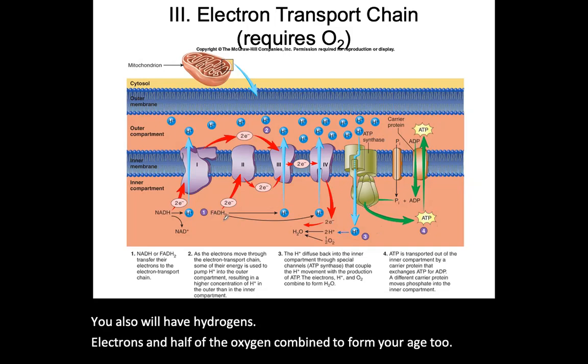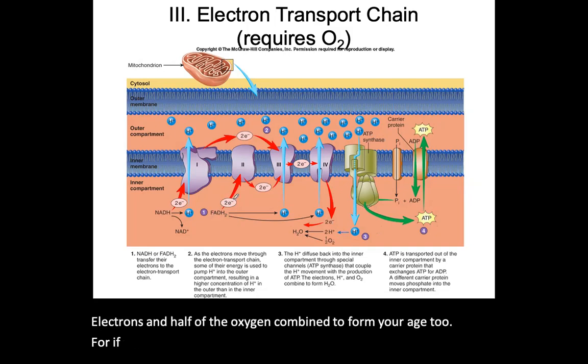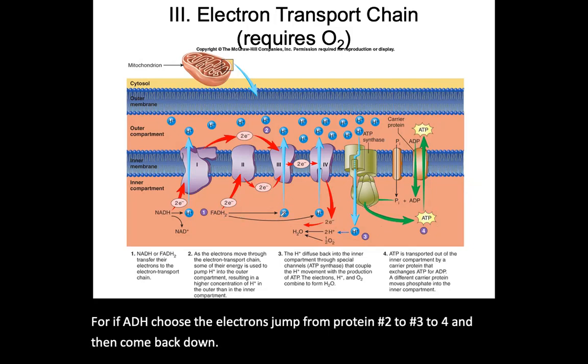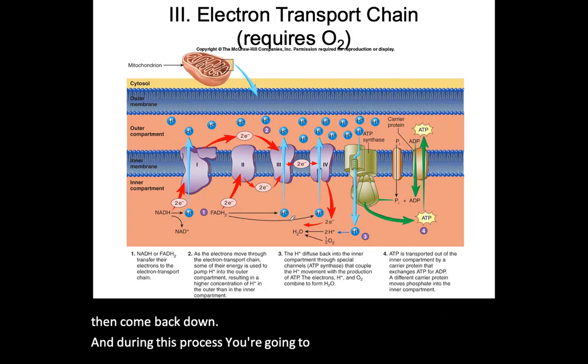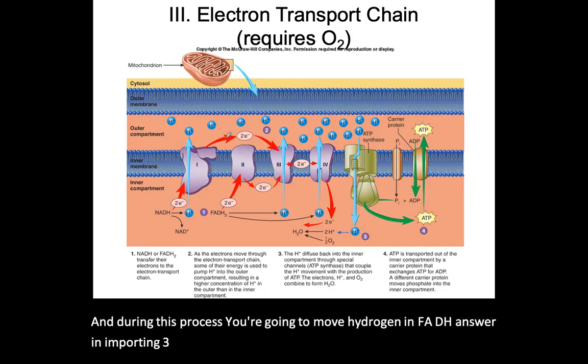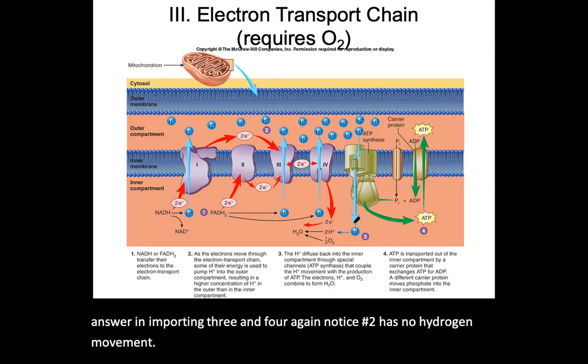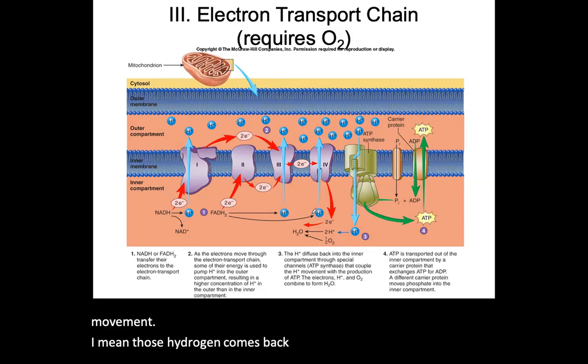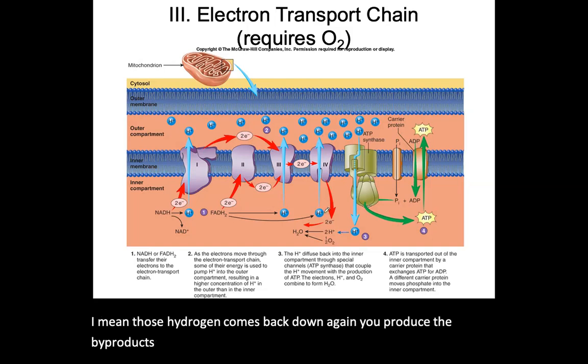For FADH2, the electrons jump from protein number 2 to number 3 to 4 and then come back down. During this process, you're going to move hydrogen in protein 3 and 4. Again, notice number 2 has no hydrogen movement. And when those hydrogens come back down, you again produce the byproduct of water.